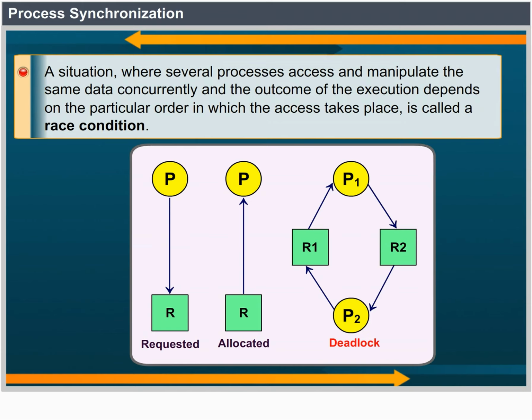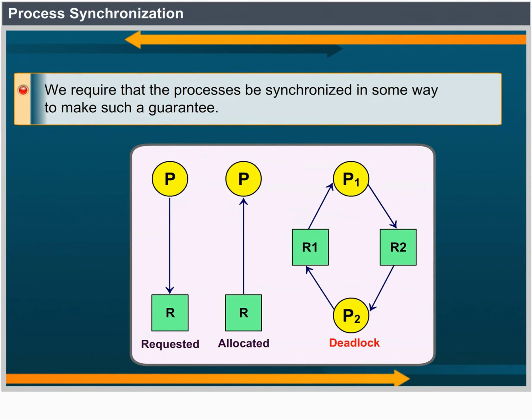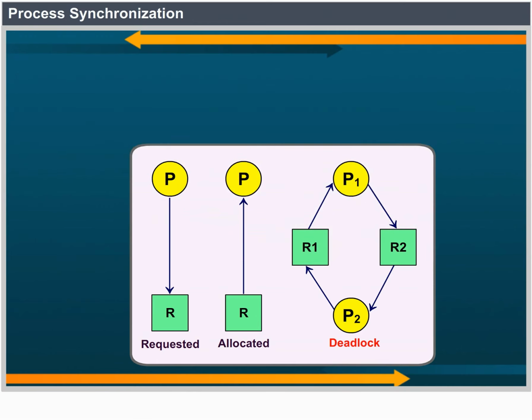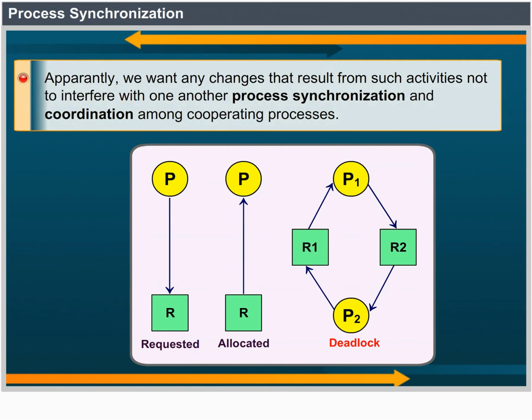To guard against the race condition above, we need to ensure that only one process at a time can be manipulating the variable counter. To make such a guarantee, we require that the processes be synchronized in some way. In multi-threaded applications, several threads, which are quite possibly sharing data, are running in parallel on different processing cores. Clearly, we want any changes that result from such activities not to interfere with one another. Process synchronization and coordination among cooperating processes.